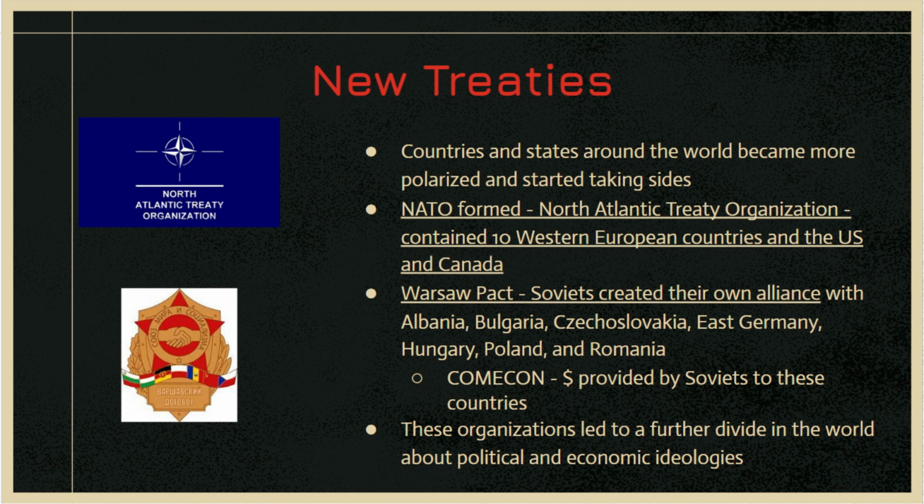And in response to this, the Soviet Union's like, well, you know what? We're just going to create our own group if you won't let us be in your group. So they create what's called the Warsaw Pact, and the Warsaw Pact is made up of all these different Soviet alliances kind of meant to do the same thing. And they also create what's called Comecon, which provides money from the Soviets to these countries to kind of like help them rebuild their economies as well. And so these organizations are going to lead to kind of a further divide between the split of capitalist and communist ideologies.